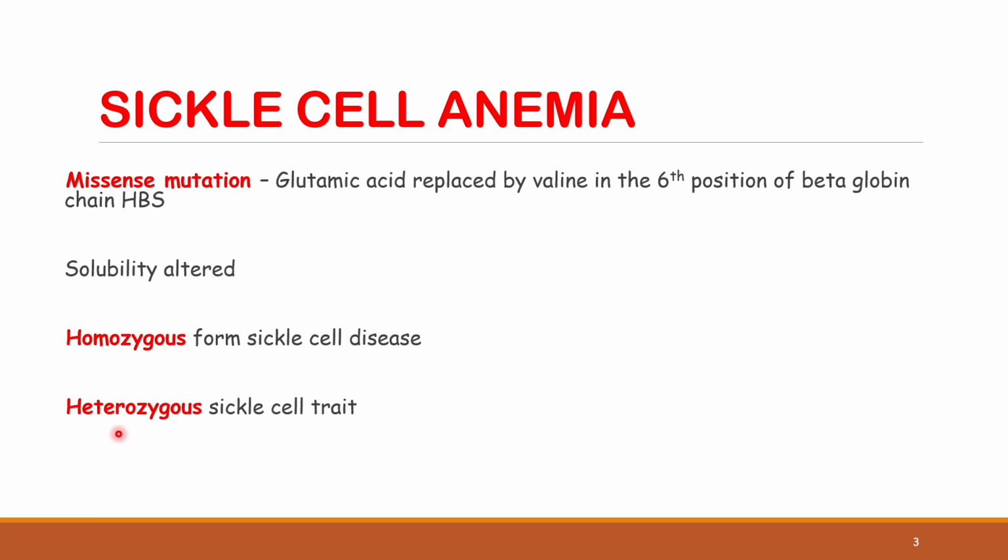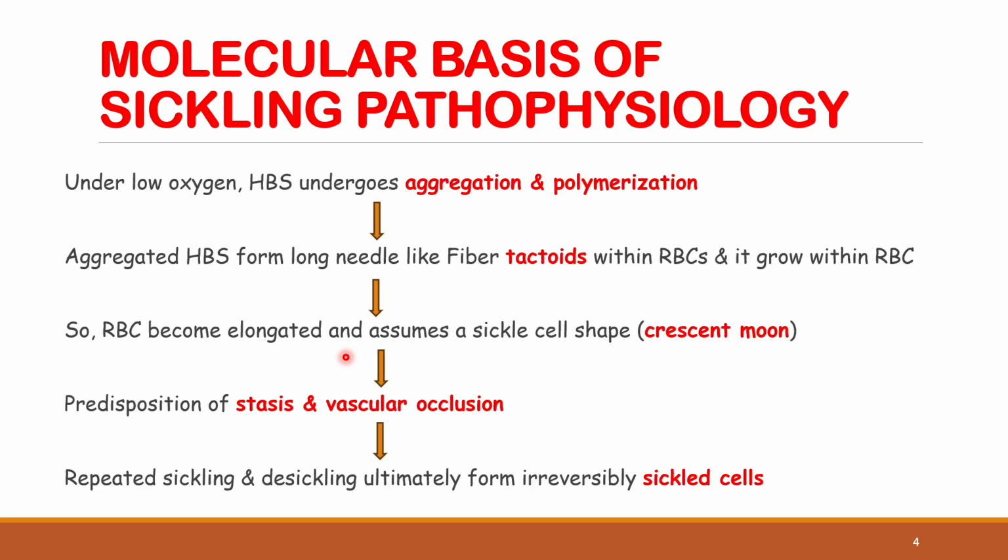In a heterozygous state, usually it doesn't cause infarction. Heterozygous means only one chain is affected, and that patient is known by the name sickle cell trait, like thalassemia trait. So this patient doesn't manifest severe disease. But if it is homozygous, meaning both the chains are affected, then sickle cell disease will develop, which is very severe, leading to very severe clinical manifestations and infarction as well.